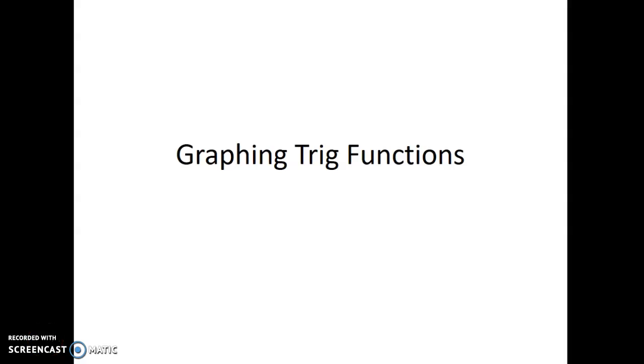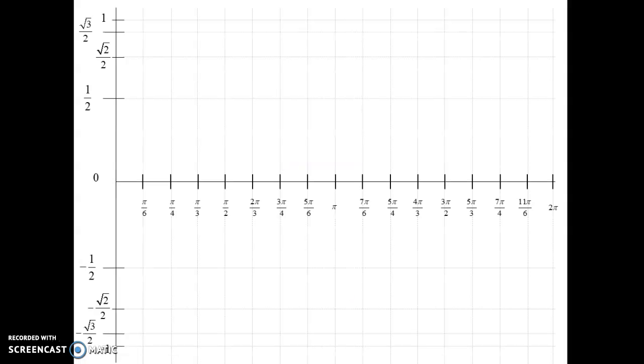So today in college algebra, we're going to begin Unit 3, Graphing Trig Functions. In this unit, we're going to show you how to graph all 6 trig functions. We're going to start, though, by graphing cosine and sine. So this is what they look like.